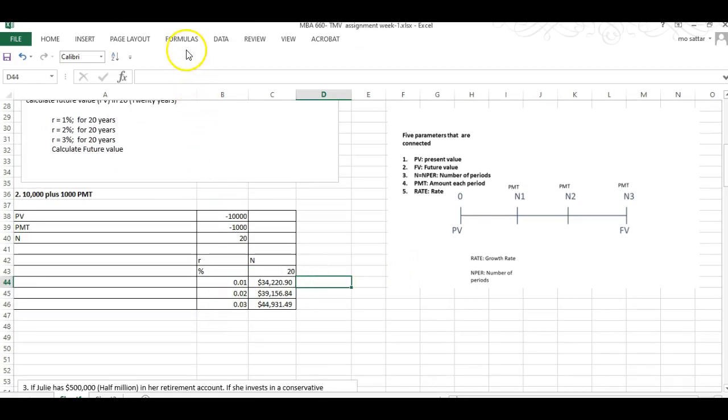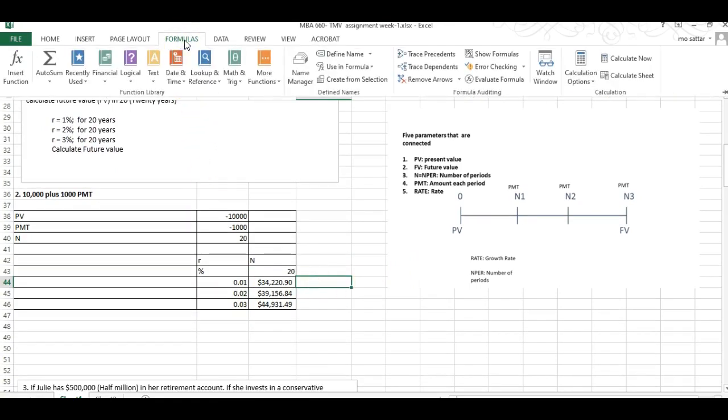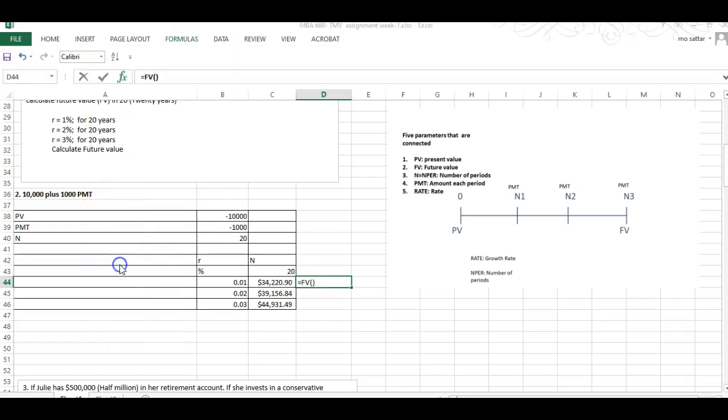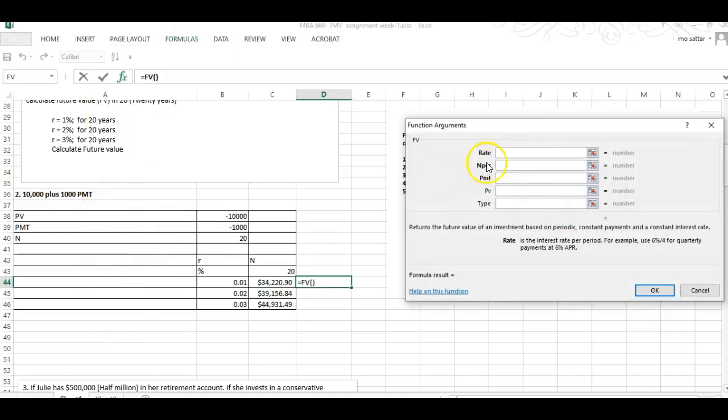So I'll go into the formulas, financials, and again, because I'm calculating future value, I'll do the future value. The rate, if I'm doing the first one, is this number over here. NPER, we know the problem says to do 20 years, so I put this in here in my Excel spreadsheet. I can just click on it. PMT is the annual amount we are also adding into, let's say, the 401k or 403b. So that's a minus $1,000.